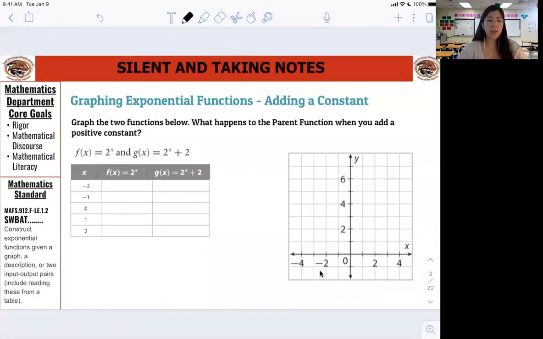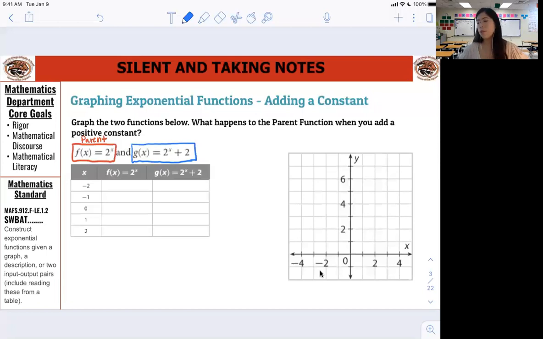So what we're going to do is graph two functions on the same coordinate plane. So I have f of x equals 2 to the power of x. That's the parent function. And then I have g of x. And remember, g of x, f of x, h of x, whatever letters you see there, that's just the name of the function. Like, my name is Miss Lopez, you have a different name. It's a way to distinguish between the two different functions. We give them different names. So we have the parent function, and then we have this new function, g of x.